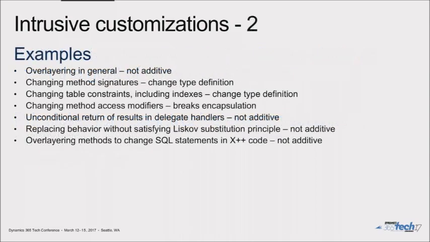So if you look at some examples, overlayering is not additive, right? I mean, it's replacing functionality. So that's kind of the fundamental thing that we're after here. Changing method signatures, you're changing the type definition, so that fails the test. Changing table constraints, including indexes, changes the type definition again, and that's a problem.